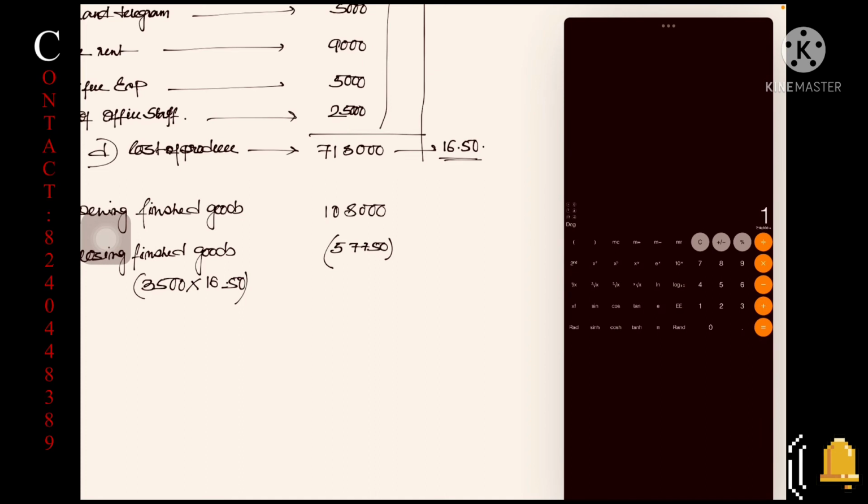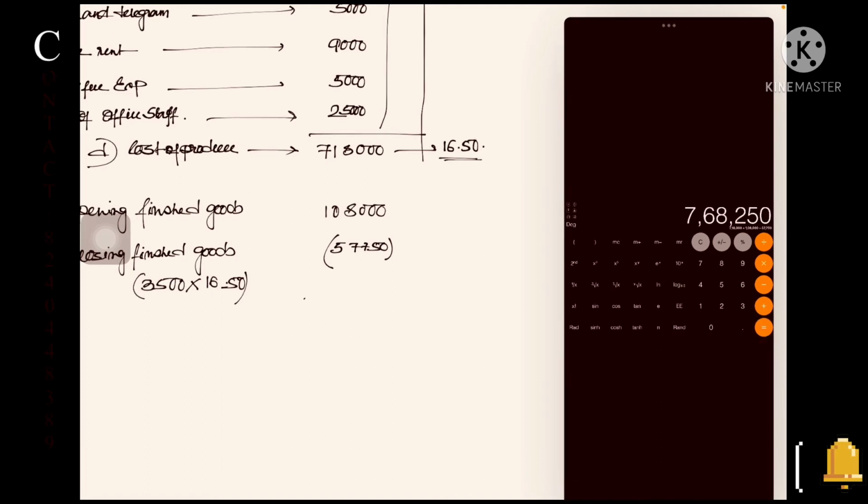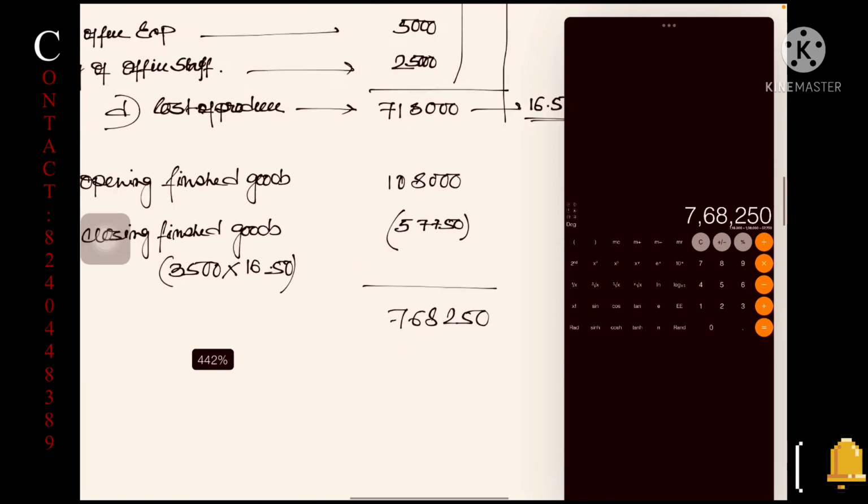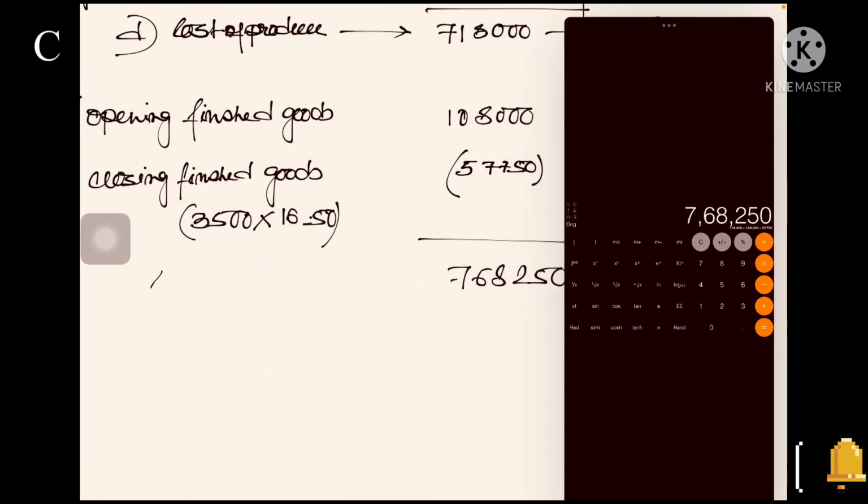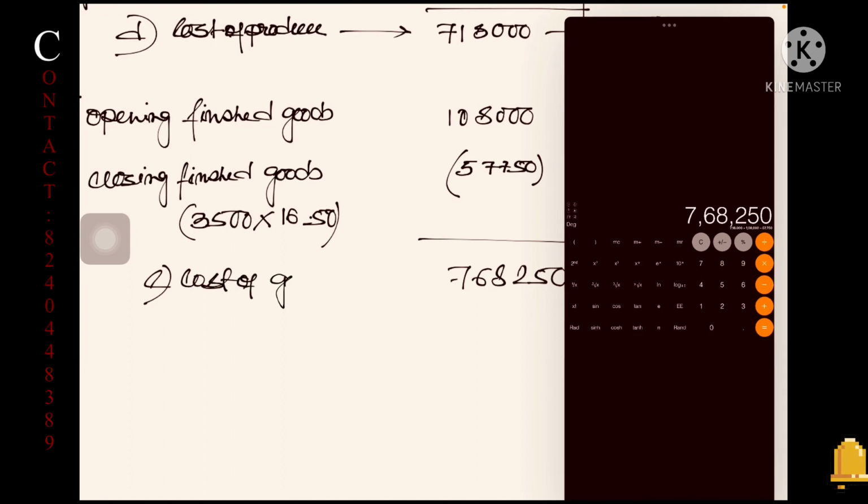plus 1,08,000 minus 57,750. It will come 7,68,250. This is what is called point E, cost of goods sold.